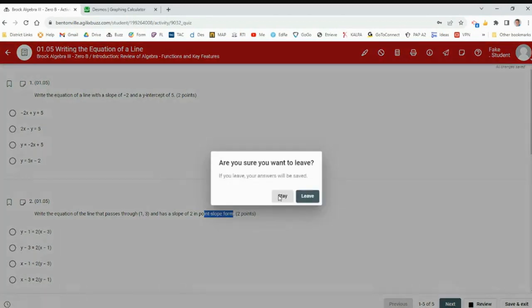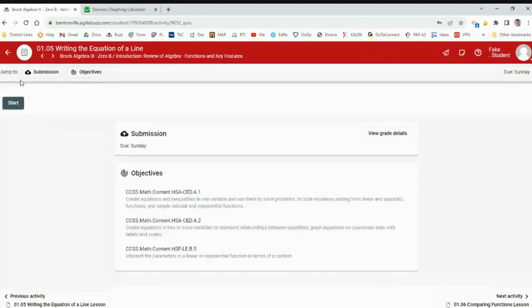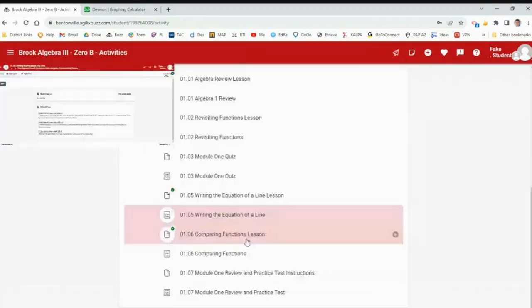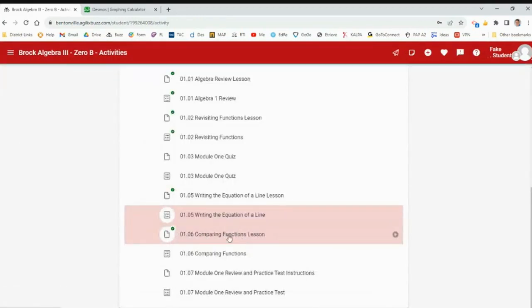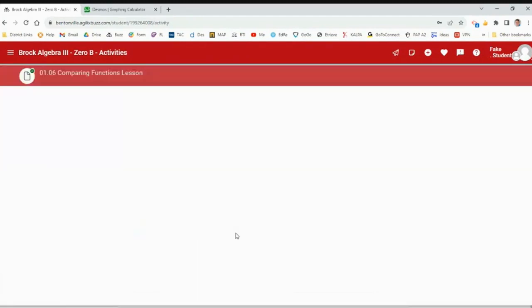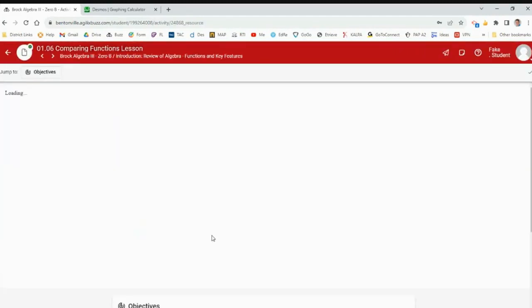So, all right, yes, I want to leave. I know I haven't done it. All right, let's look at our other lesson real quick. Comparing functions. This is an important skill. If we have 2 functions, can we tell what's different?